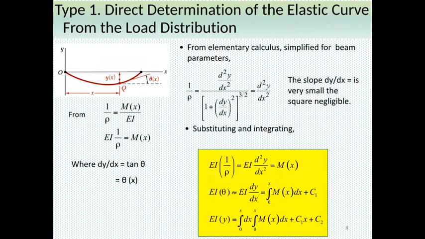From elementary calculus, simplify the beam parameters. 1 over rho, you will get d2y over dx squared. Substituting and integrating into the elastic curve, you will get the formula as stated in the yellow box. If you want to find the slope of the beam, you have to integrate the second derivative of y. If you want to find the deflection, you have to do a double integration of the second derivative of y. C1 is the constant value after integrating the second derivative of y, while C1x plus C2 is the constant when you do the double integration of the second derivative of y.